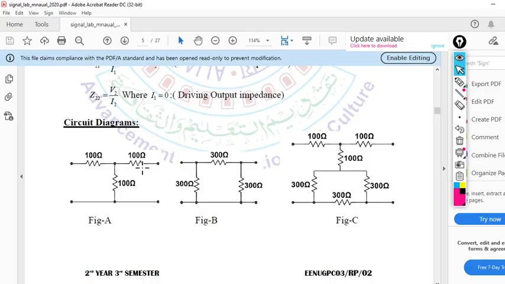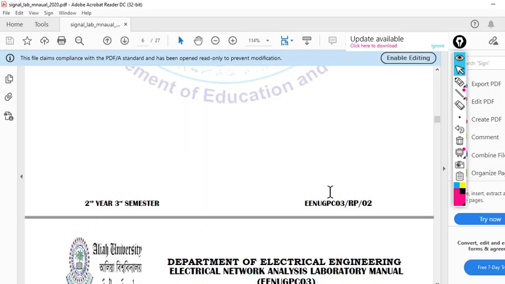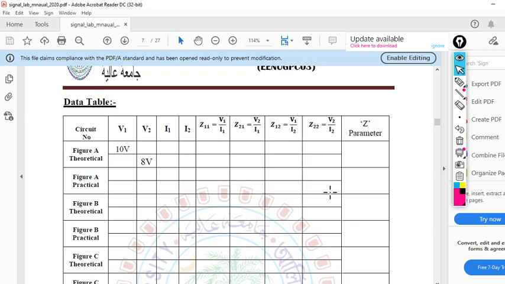Okay. The second thing is that whatever resistance you take, first you will measure it. So you will measure the practical value and write it in your copy, and you will carry an A4 sheet, because you have to draw this circuit diagram, and write this apparatus table. The theoretical calculation is not required, but the data table is required.